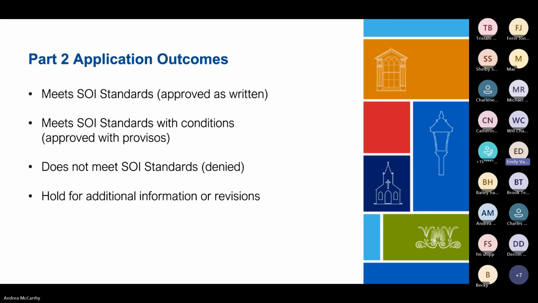Okay, so once your Part 2 application has been reviewed, there are 4 different outcomes that can happen. The Part 2 can be found to meet the SOI standards, to meet the SOI standards with conditions, or to not meet the SOI standards. The application can also be put on hold.